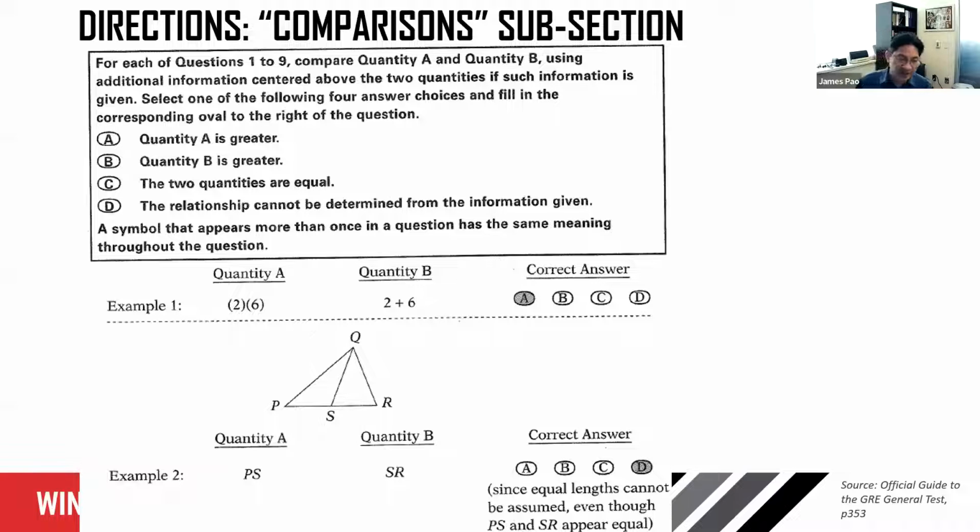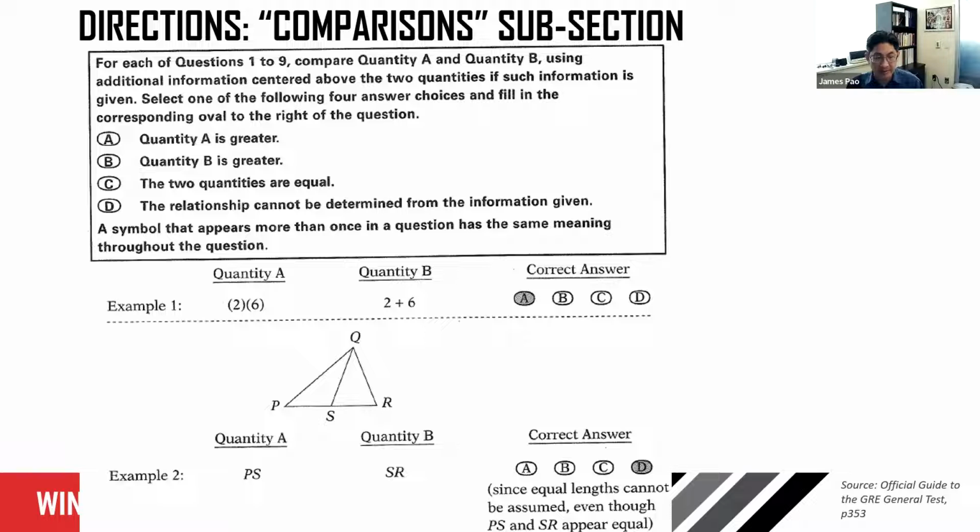Same thing for option C. You're going to only fill in that answer if the two quantities are always equal. Finally, you're going to fill in answer choice D if the relationship cannot be determined from the information given. All right. Finally, they do mention that a symbol that appears more than once has the same meaning. It just means the symbology is consistent across each question, if they even use any symbology, which is going to be pretty rare anyway. So now they give you some examples, and they will do this on the test day.